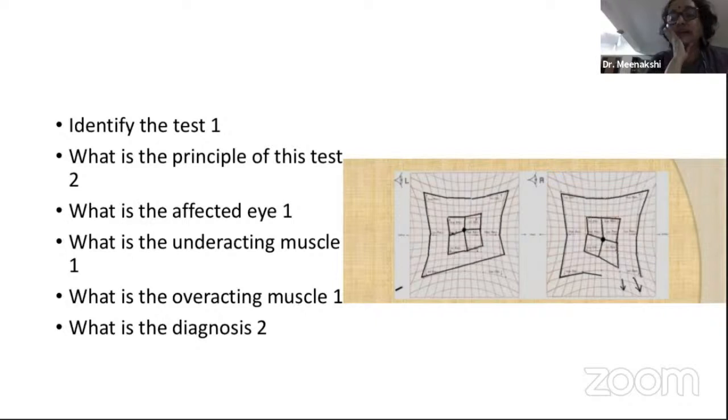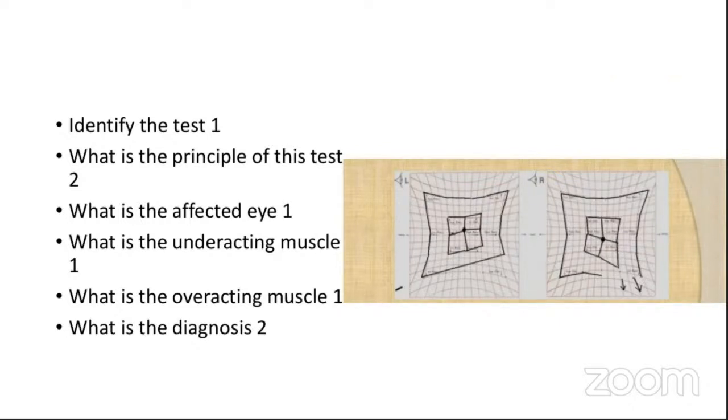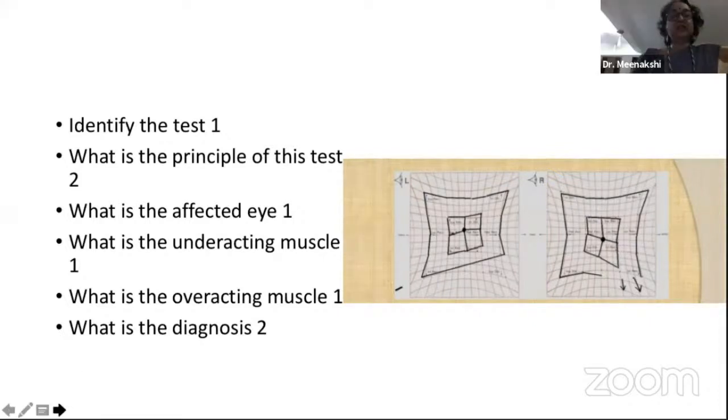You're right with everything. The arrows just tell you that the overacting muscle might be the inferior rectus, the yoke muscle of the other eye. Okay? Yes, ma'am. That's all it means. And so let's see how you were right with the answers. I'm going to give you the answers right away.